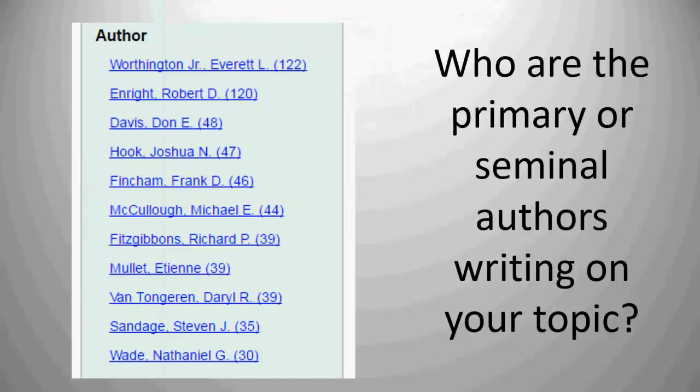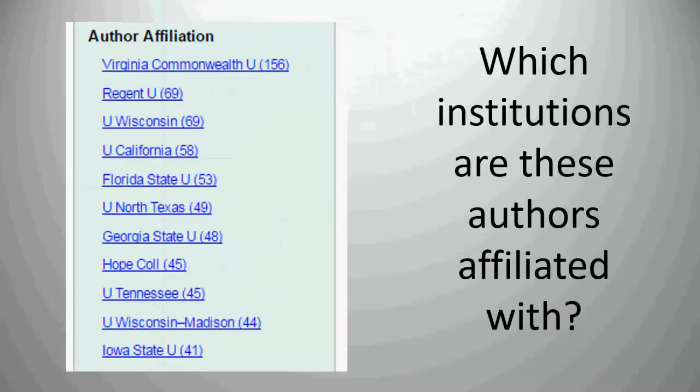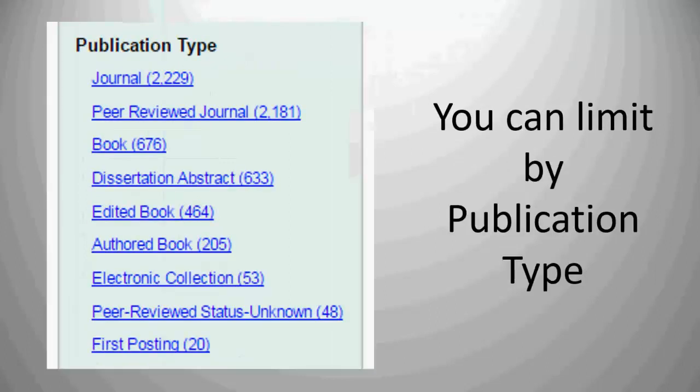You often, when you're doing a comprehensive review of the literature, you want to know who are some of the primary or seminal, the most prolific authors writing on your topic. So in this case, Everett Worthington and Robert D. Enright are 2 of the most prolific authors. Which institutions are these authors affiliated with? And so we could limit our search just to articles that were authored by authors from Virginia Commonwealth University.